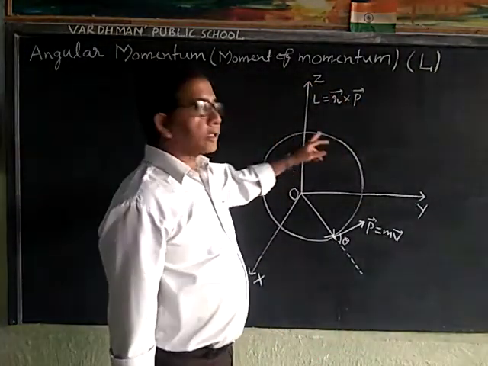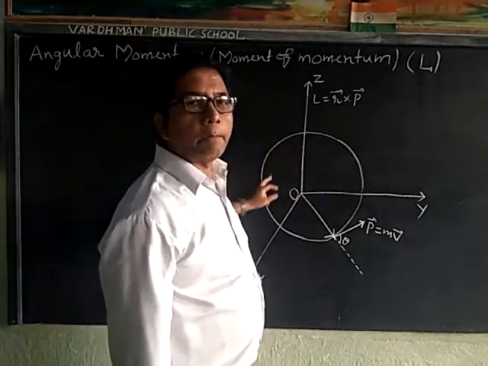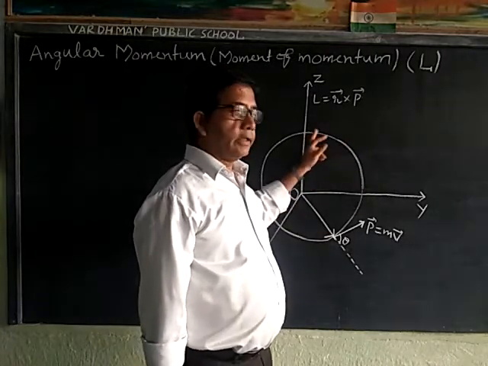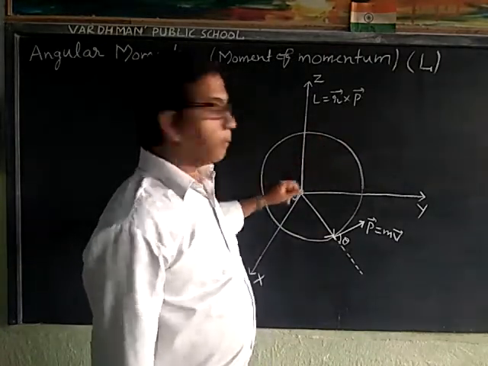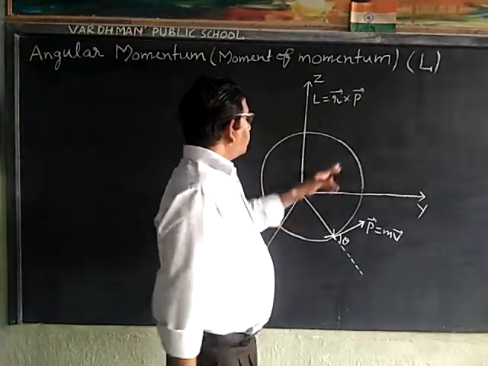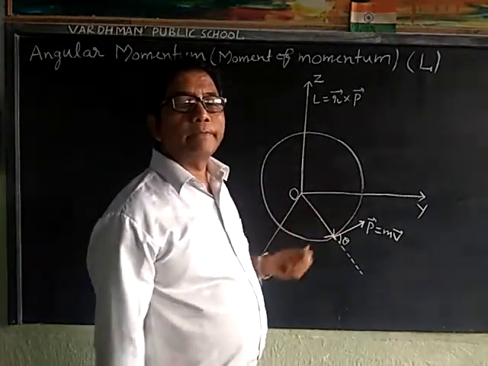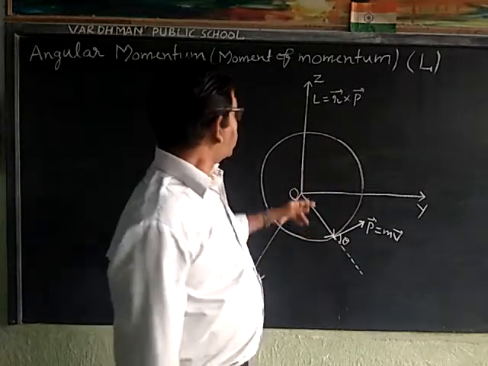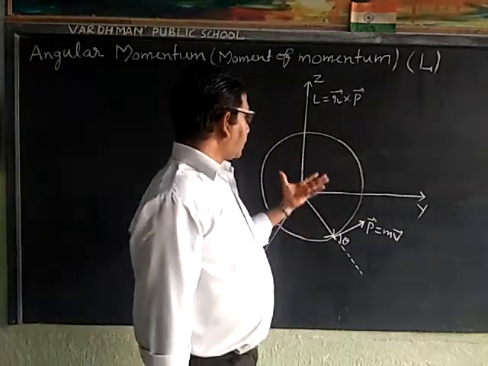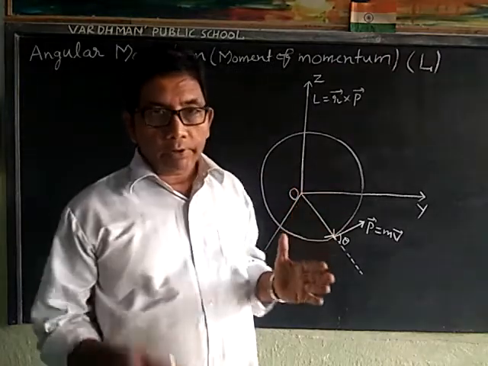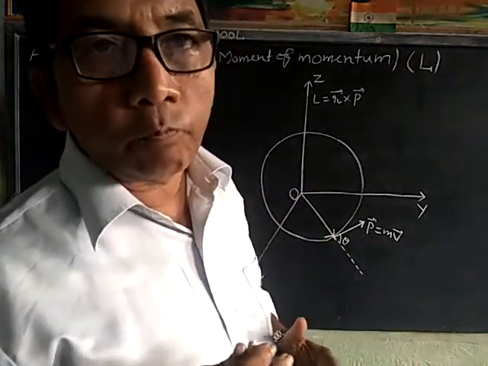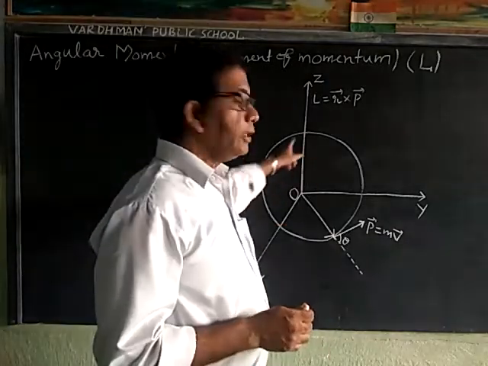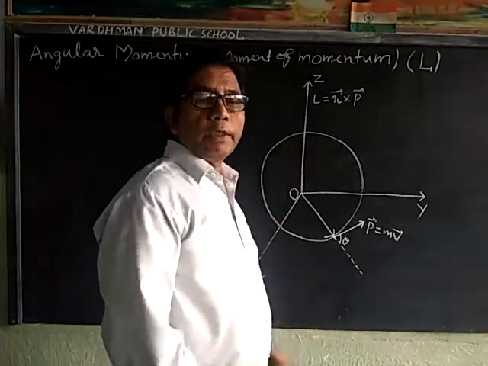Now consider a particle of mass m moving with velocity v in a circular path about the z axis.